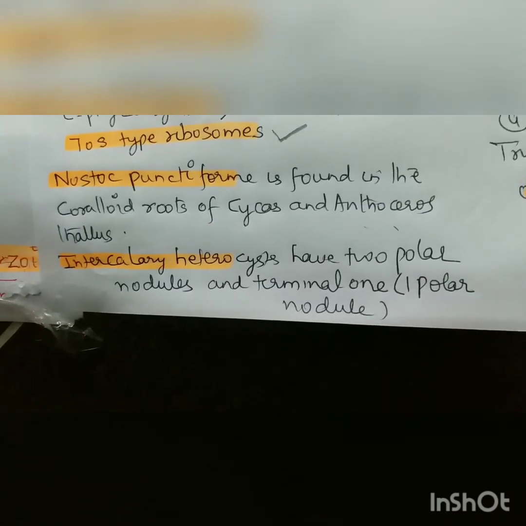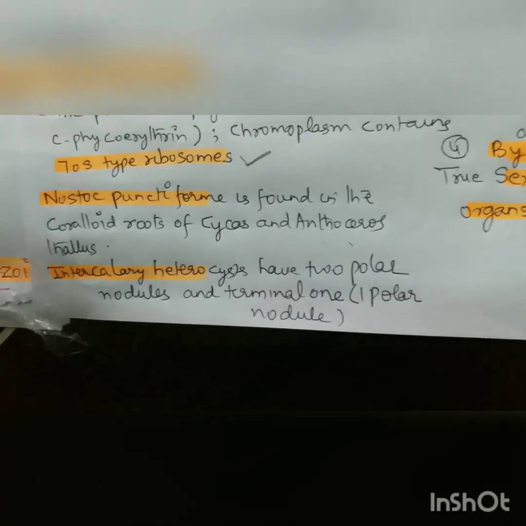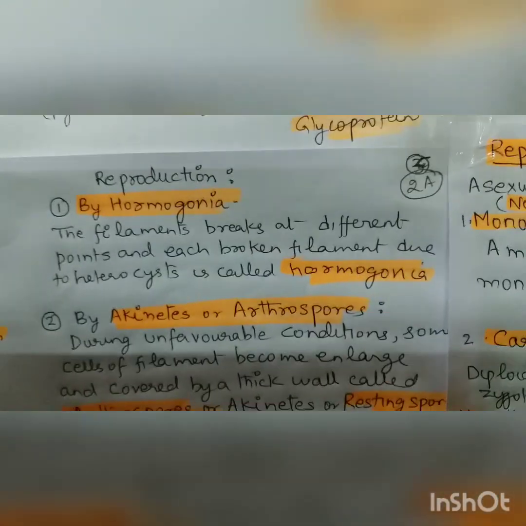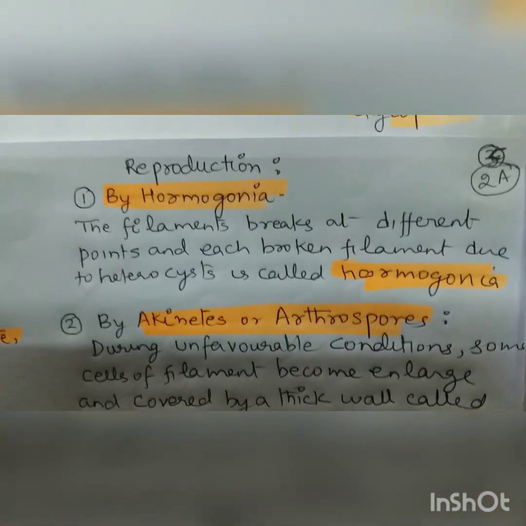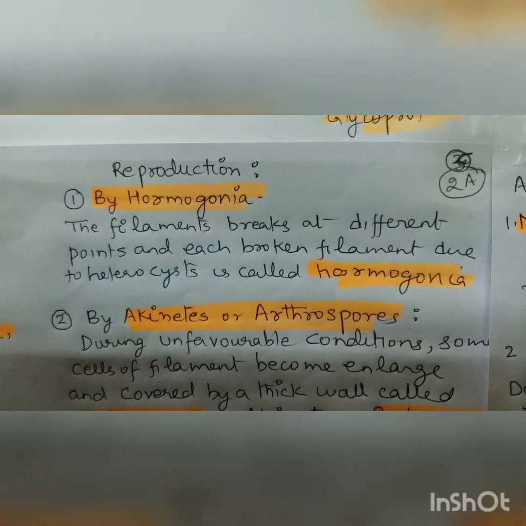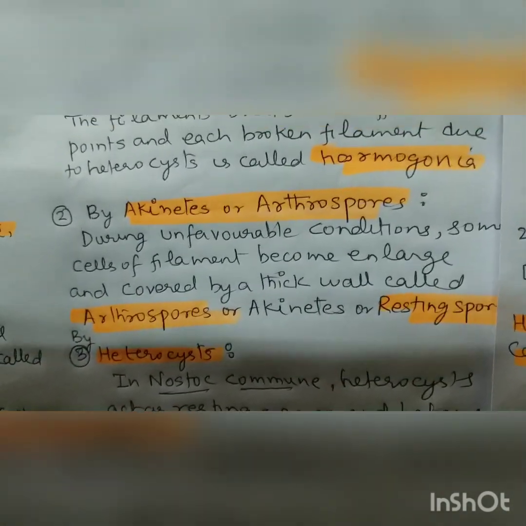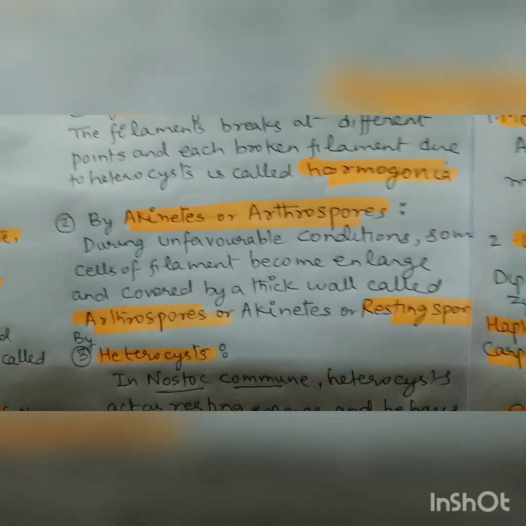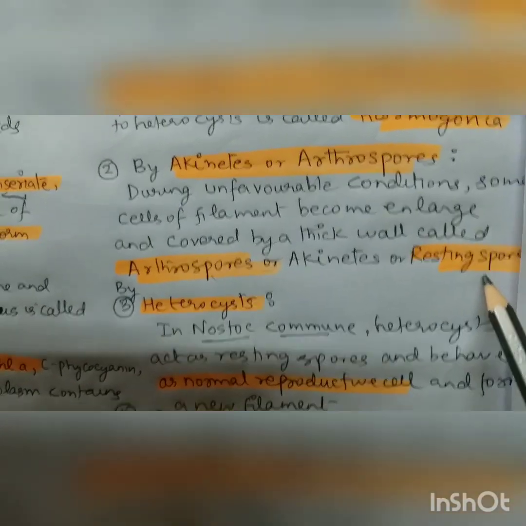The intercalary heterocyst, as I showed you, has two polar nodules, and the terminal one has one, which I explained to you. Now the reproduction part is the same as that of Oscillatoria. Hormogonia: the filaments break at different points, and each broken filament due to heterocyst is called hormogonia, right? And akinetes: during unfavorable conditions, some cells of the filament become enlarged and covered by a thick wall, and these are called akinetes. We also call them arthrospores and resting spores.